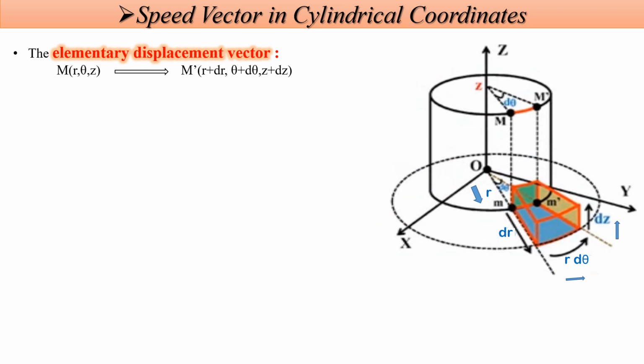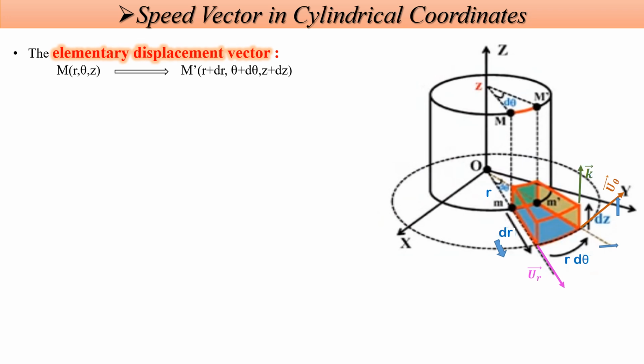Cylindrical coordinates. An elementary displacement of the position M with coordinates r, theta, z to a very close position M prime with components r plus dr, theta plus d theta, and z plus dz is shown in the figure, where dr represents movement in the direction of ur, an arc of length r d theta tangent to u theta, as well as the displacement dz in the direction of k.